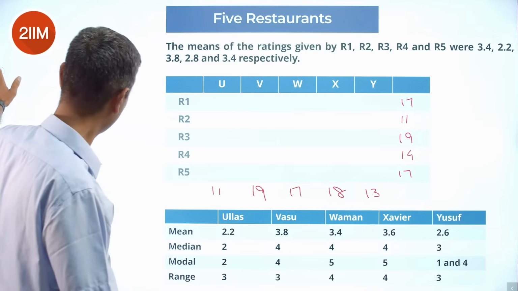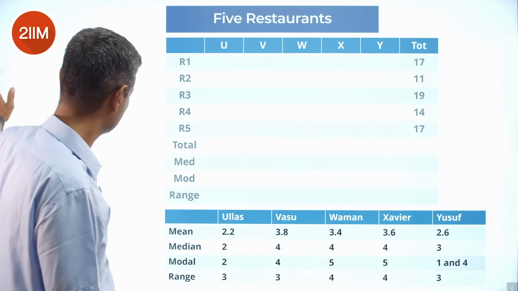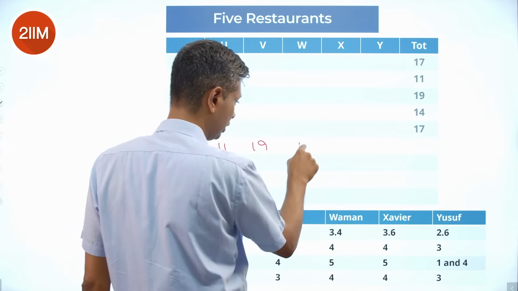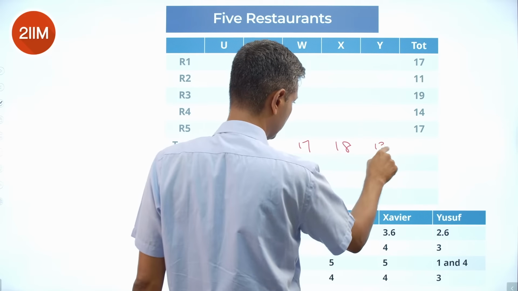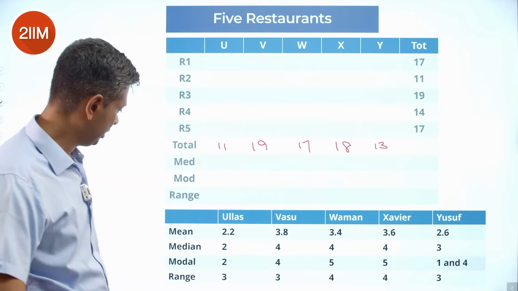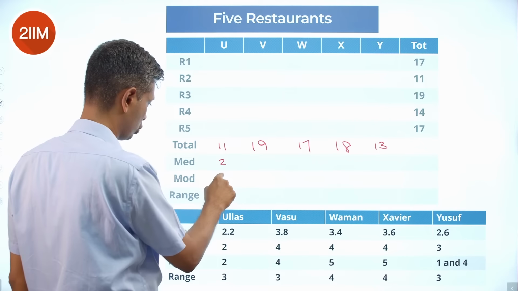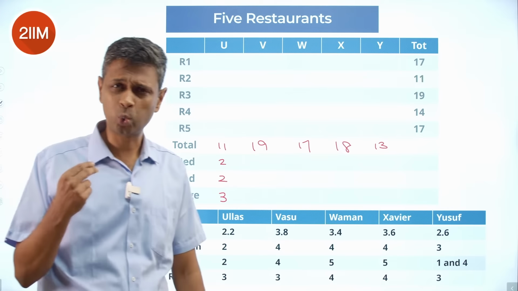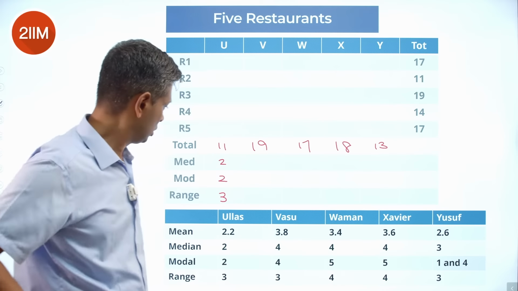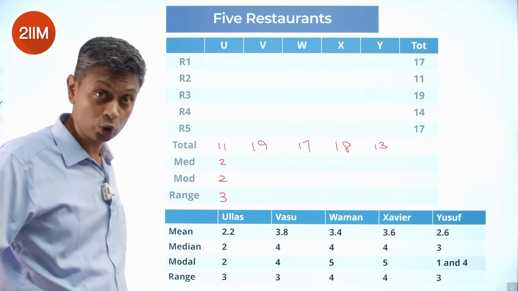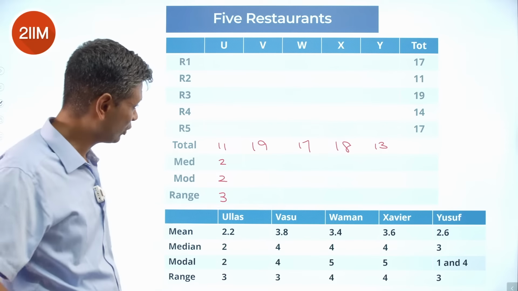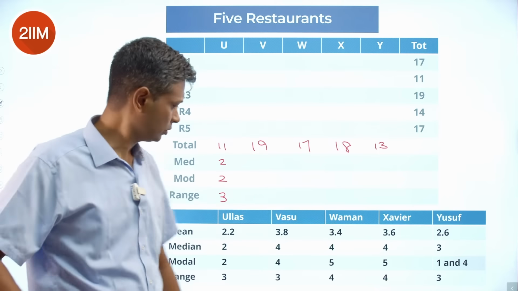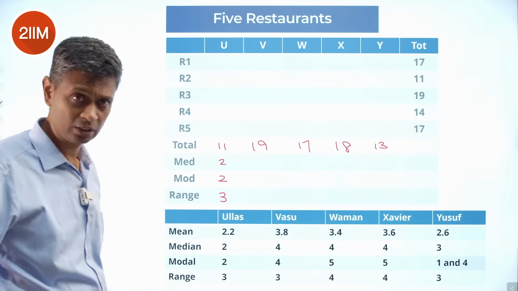Now let's look at this. We fill this in. The totals are 11, 19, 17, 18, and 13. The median is 2. Mode is 2. Range is 3. And 2 occurs twice at least. Median is also 2. The third term is 2. I could have a scenario where I have 2, 2, 2 or 1, 2, 2. Right? The range is 3.